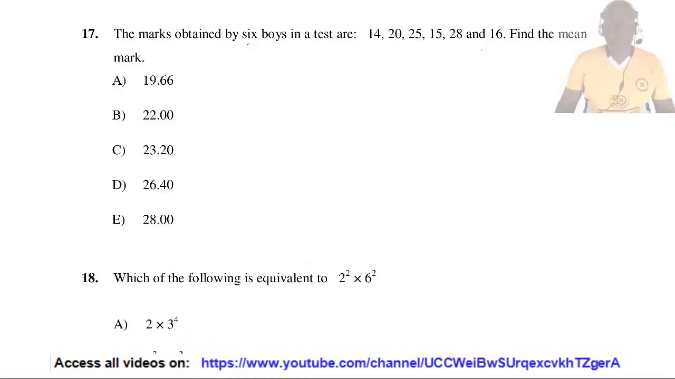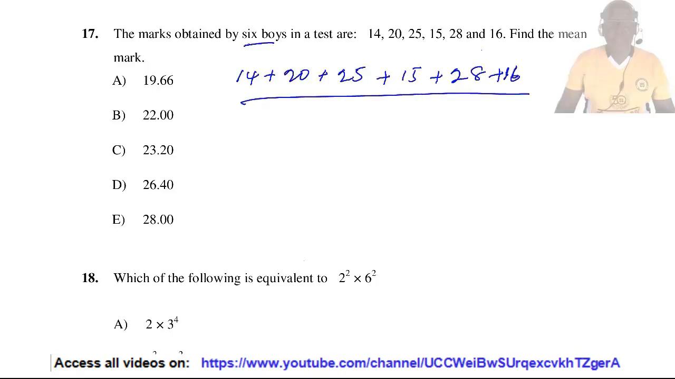Question 17. The marks obtained by 6 boys in a test are 14, 20, 25, 15, 28, and 16. Find the mean mark. The mean mark is going to be the sum of the marks, that's 14 plus 20 plus 25 plus 15 plus 28 plus 16, divided by the number of boys, that's 6. This will go down to 118 divided by 6, and this will further work down to 19.66. So the answer is A.